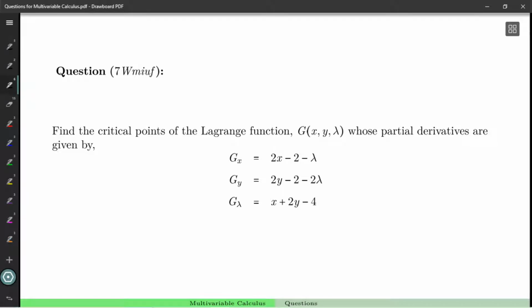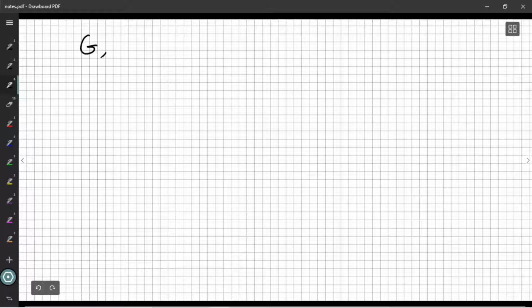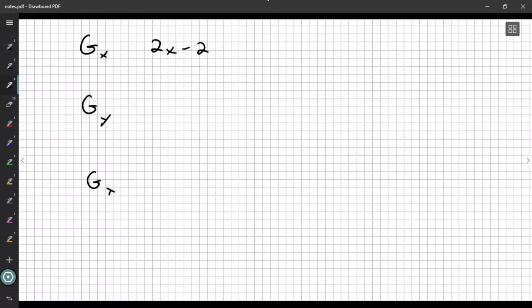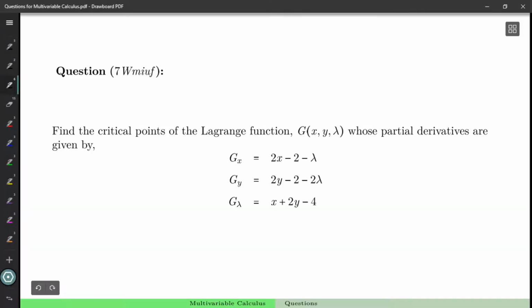Find the critical points of the Lagrange function whose partial derivatives are given by these equations here. So we've got 2x minus 2 minus lambda. That's our derivative of g with respect to x. We've got the derivative of g with respect to y and with respect to lambda. So it's 2x minus 2, was it minus lambda? Minus lambda. 2y minus 2 minus 2 lambda, I think it was. And finally, x plus 2y minus 4.